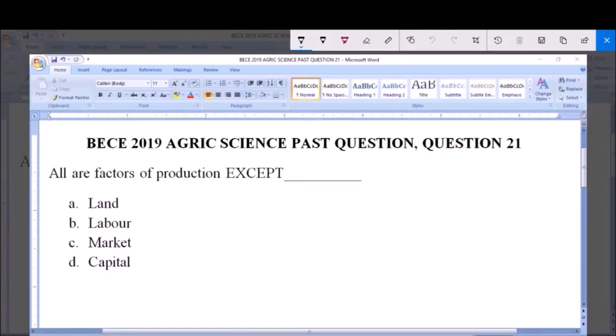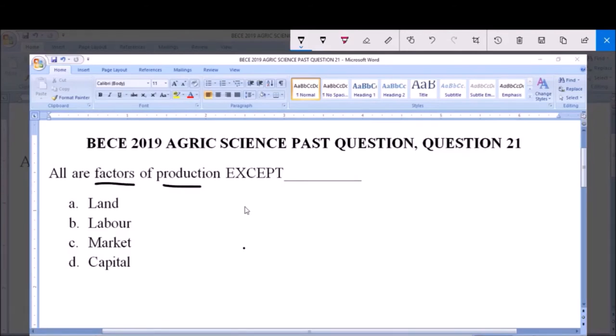Today we're going to be dealing with BECE 2019 Agric Science past question 21. All are factors of production except: A. Land, B. Labor, C. Market, and D. Capital. So we are asked to pick which is not a factor of production.